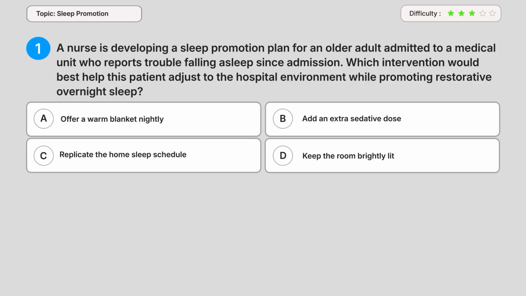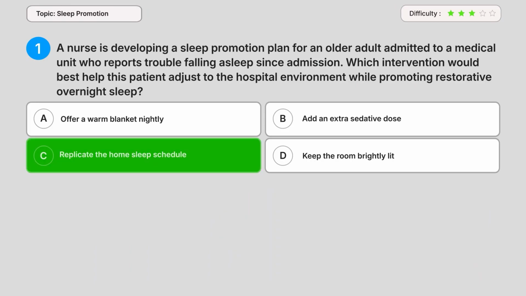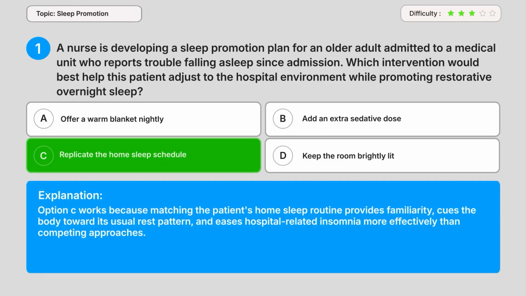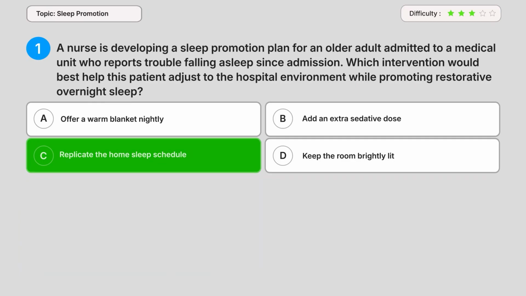Correct answer. C. Replicate the home sleep schedule. Option C works because matching the patient's home sleep routine provides familiarity, cues the body toward its usual rest pattern, and eases hospital-related insomnia more effectively than competing approaches.